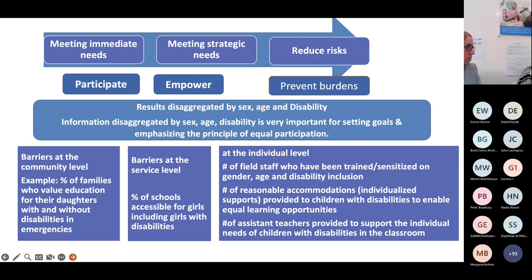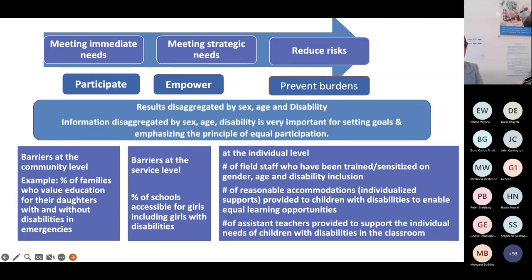Maybe we can use that this is the last slide, and we can give some recommendations after. On how we need to ensure participation, empower, and prevent burdens. So meeting the immediate needs, we are looking at how we are ensuring the participation of people. People are not passive recipients of services, but they are contributing effectively and actively to build the response.